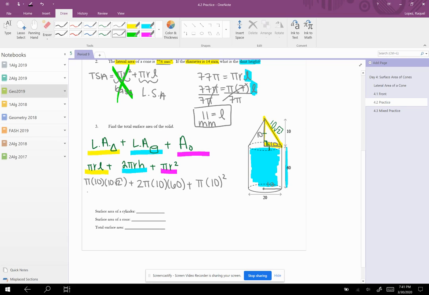Okay, let's go ahead and multiply. 10 times 10 root 2 times pi is 100 root 2 times pi. Plus 2 times 10 times 60 is 1200 pi. Plus pi times 10 squared, that's 100 pi. Now the only like terms that I see here are 1200 pi and 100 pi. And so I can combine those. So that's 100 root 2 pi plus 1300 pi. And I can't combine that further because the 1300 pi does not have a root 2. So that's going to be your final answer.